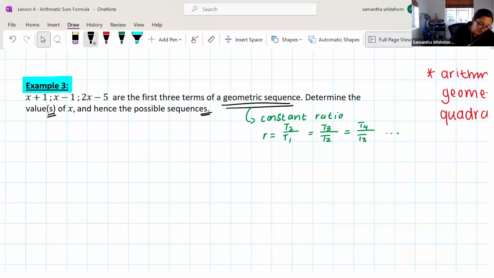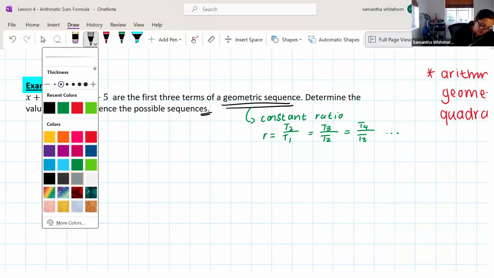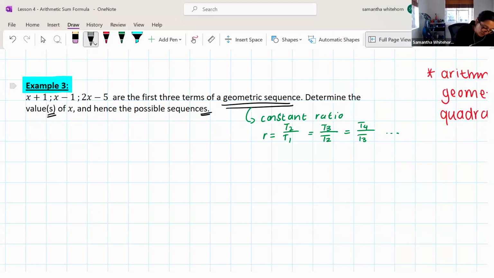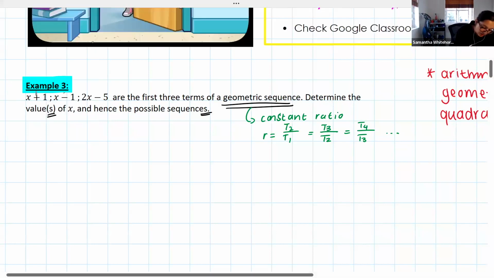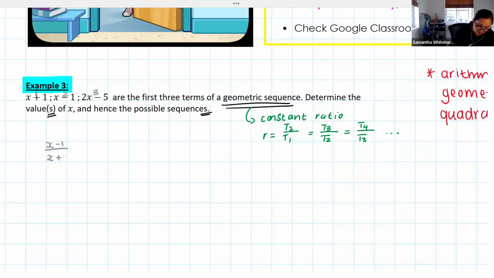So if we have a look at our ratios that we need to use, remember, this is term 1, term 2, and term 3. We would take term 2, which is x minus 1, divided by term 1, which is x plus 1, is equal to term 3, which is 2x minus 5, over term 2, which is x minus 1.